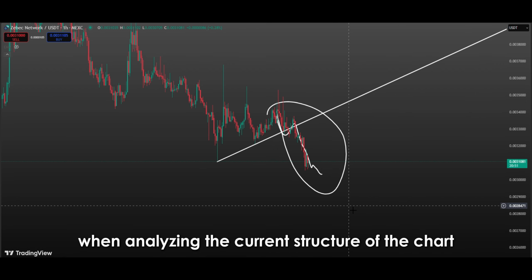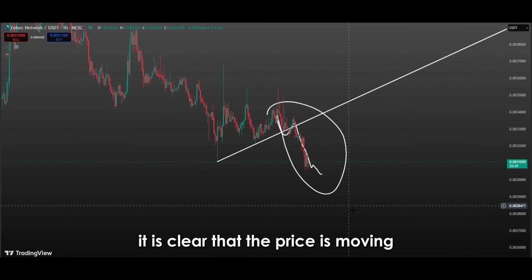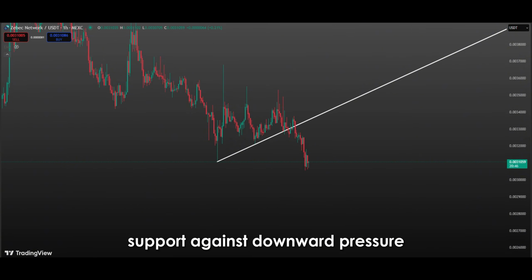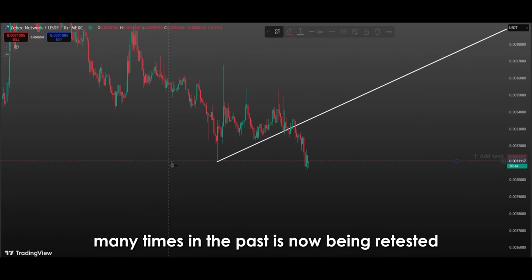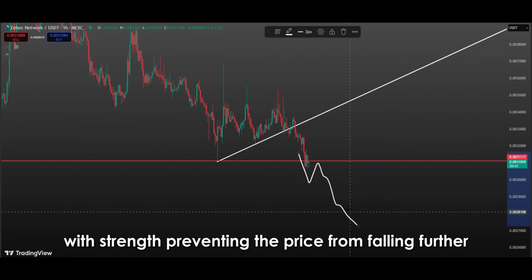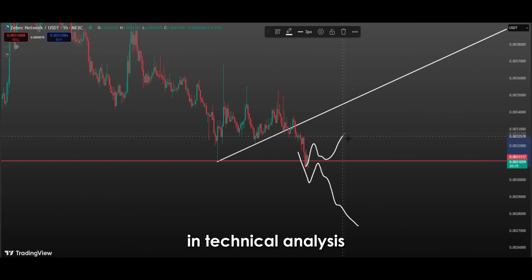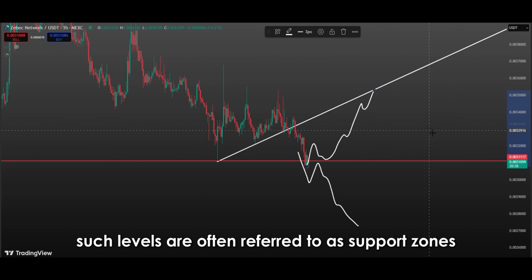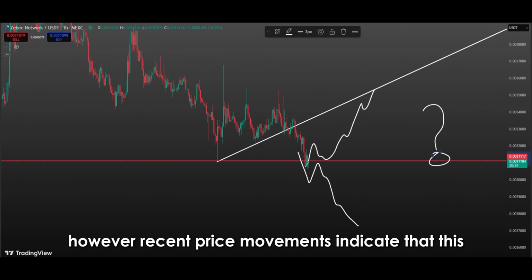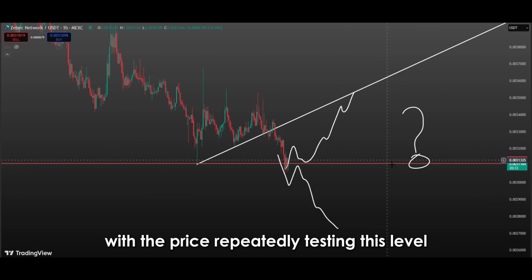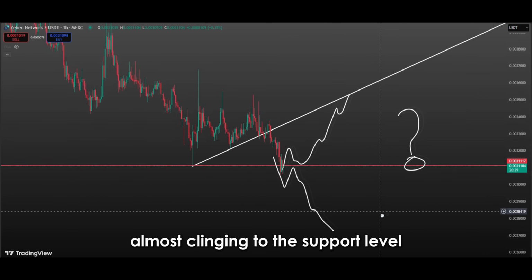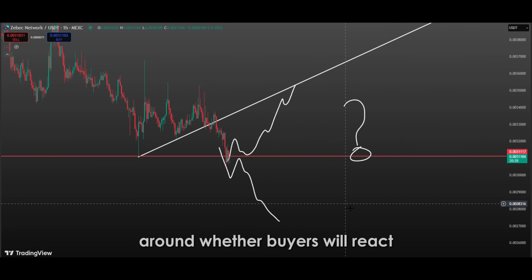Stay tuned. When analyzing the current structure of the chart, it is clear that the price is moving at a very critical level. This technical level, which has acted as strong support against downward pressure many times in the past, is now being retested. This area stands out as a zone where buyers have historically stepped in with strength, preventing the price from falling further. In technical analysis, such levels are often referred to as support zones, and prices tend to stabilize in these areas. However, recent price movements indicate that this support is under significant threat, with the price repeatedly testing this level and now positioned very close to the boundary. The price is currently almost clinging to the support level, and there is anticipation around whether buyers will react.